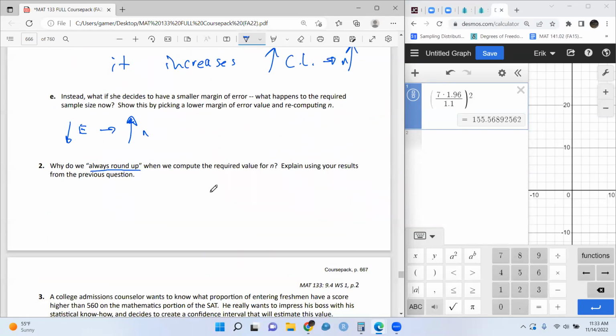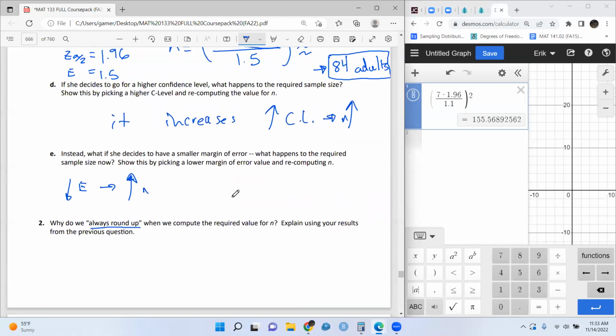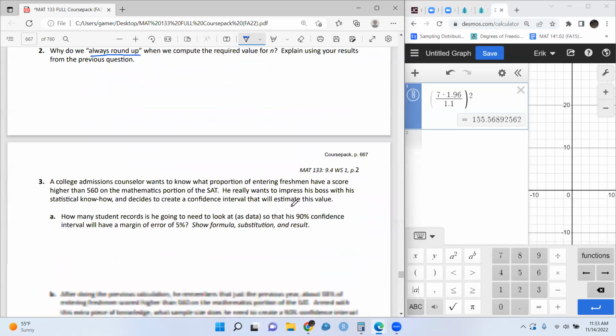So your answer here, to make sure we meet the desired margin of error and confidence level.